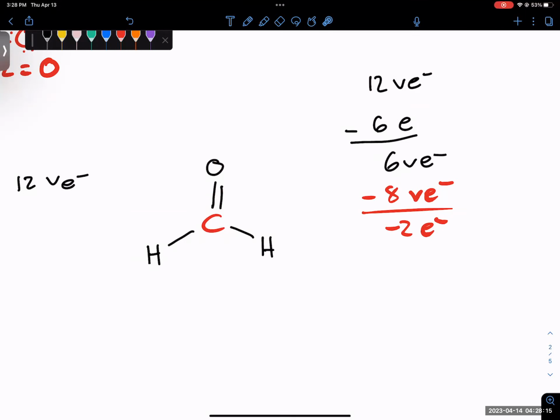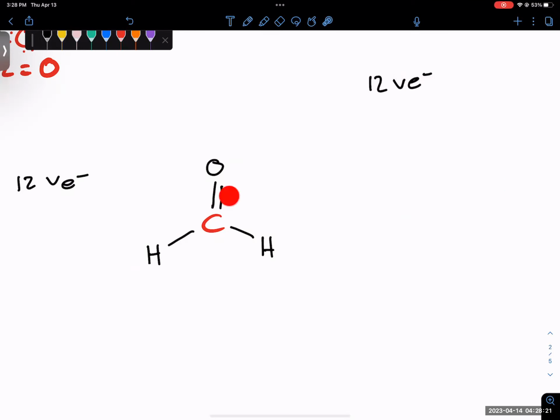So now we start from the top again. I would normally just write that out and say, okay, so we have 2, 4, 6, 8. We used up 8 in our bonding electrons. So subtract, and we have 4 left over. How many of these atoms need lone pairs to fulfill their octet? And which one?